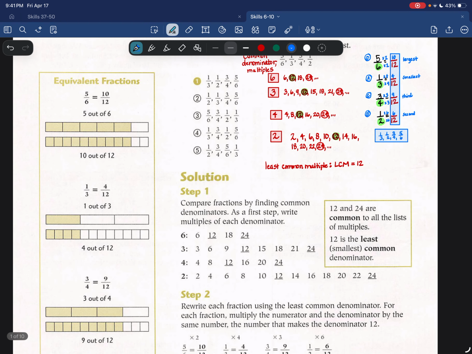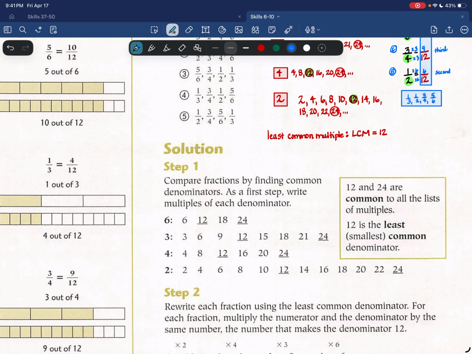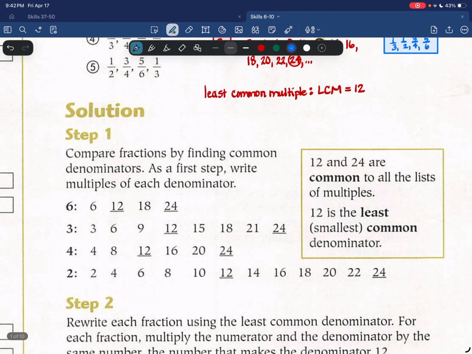Okay, so let's go through the steps and see how they solved. The first thing they did was to compare fractions by finding common denominators. As a first step, write multiples of each denominator, and that's exactly what we did. We just circled ours instead of underlined. 12 and 24 are common to all the lists of multiples. 12 is the least, smallest common denominator.